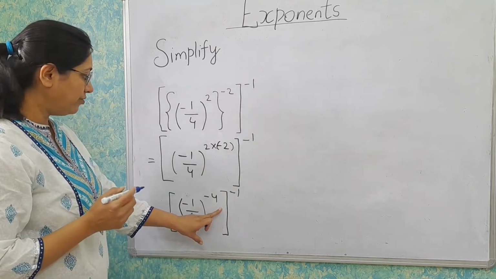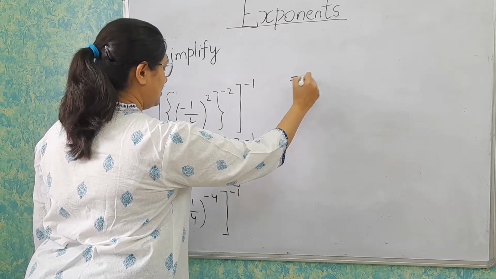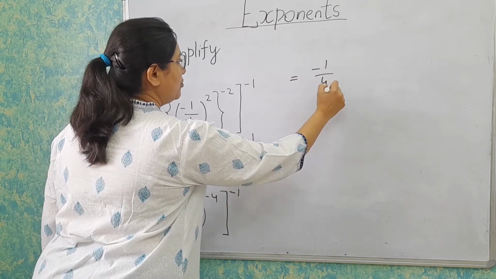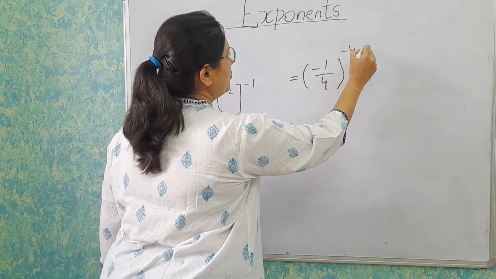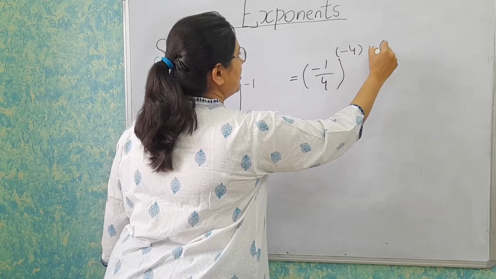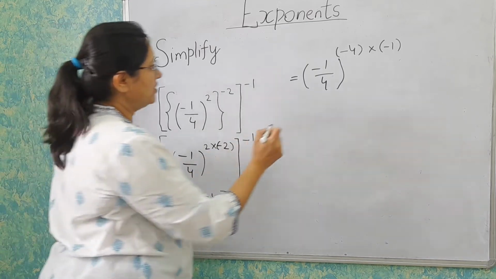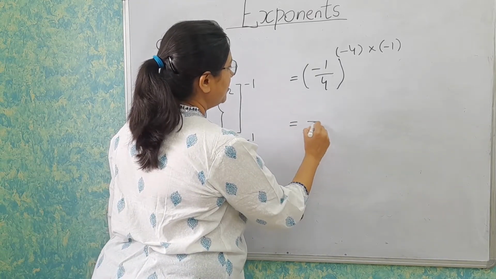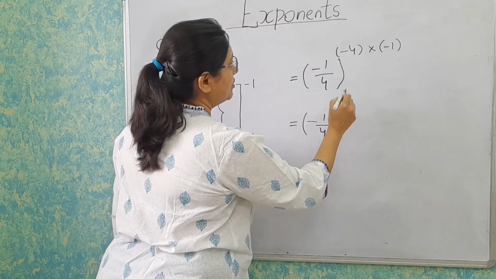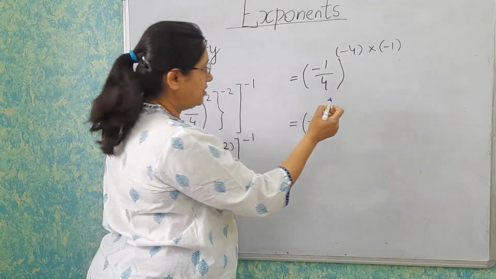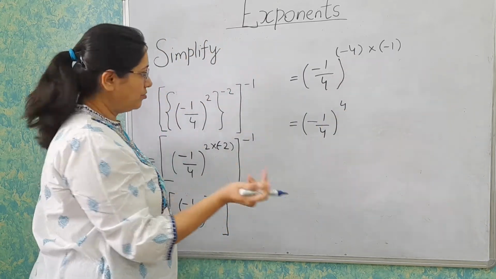Next step, now I have to open this square bracket. So I can write it as minus 1 upon 4. This is minus 4. Again multiplied by minus 1. Because this exponent is minus 1. So now I will write minus 1 upon 4 raised to the power. Minus 4 multiplied by minus 1 is 4 only, because multiplication of two negative integer is always positive.